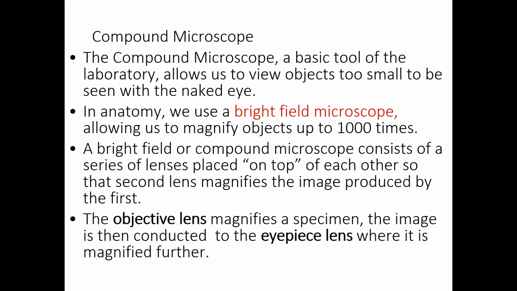So the objective lens may have a number on the side of it that says 4x, which means it magnifies the image 4 times. The eyepiece has a number that says 10x, and that magnifies the image 10 times. So if you combine the two, if you have a 4x objective and a 10x ocular, and you will always have a 10x ocular, you magnify the object 40 times. If it says 10 on the objective lens and 10 on the ocular, you're magnifying it 100 times.